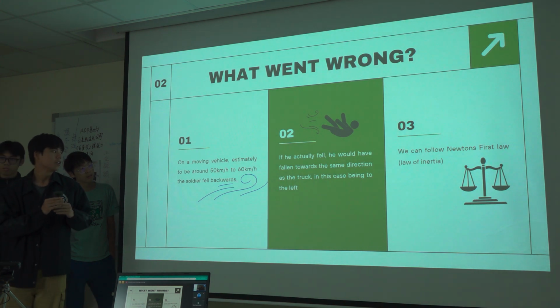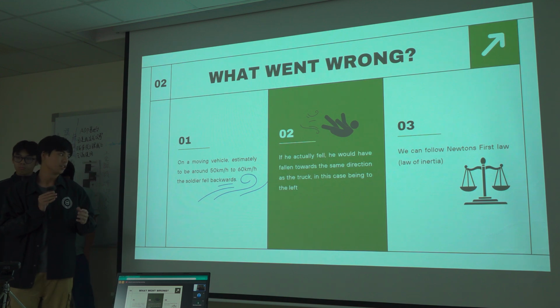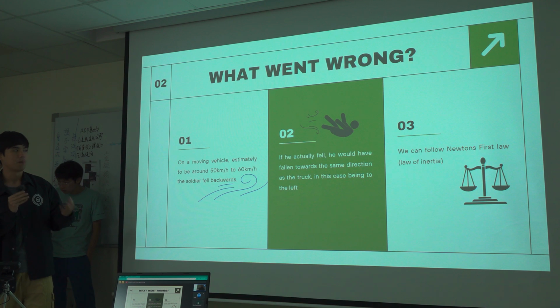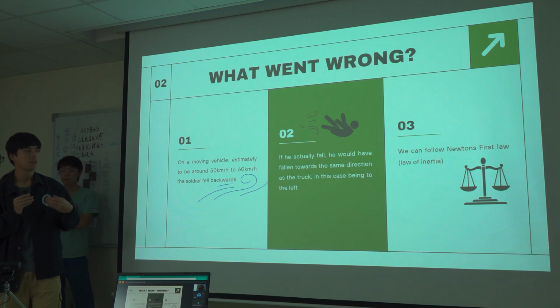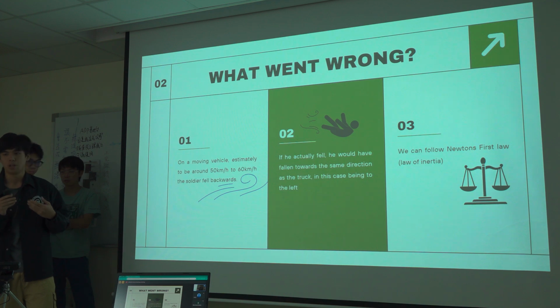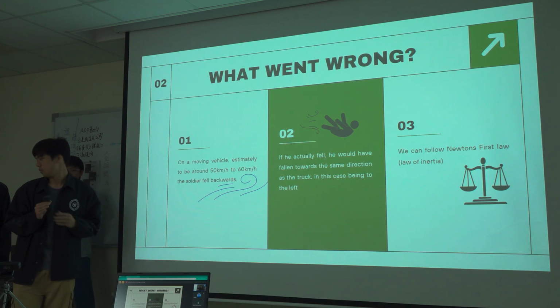So what went wrong here? Let's assume that the vehicle is moving at around 50 to 60 kilometers per hour. And we saw just now that the soldier fell backwards. So what was wrong with that? When he actually fell backwards, I'll say it breaks the laws of physics. Because in actual physics, if he would have fallen, he would have fallen towards the same direction as where the truck is going, in this case to the left. So here we can follow Newton's first law, or law of inertia.